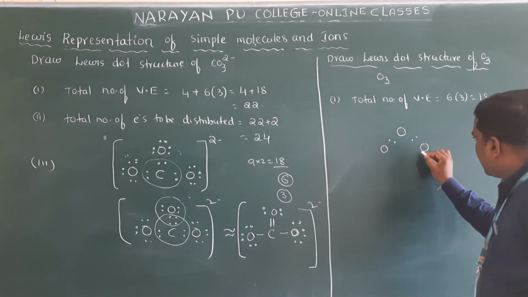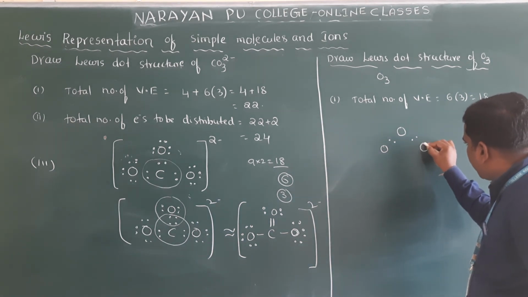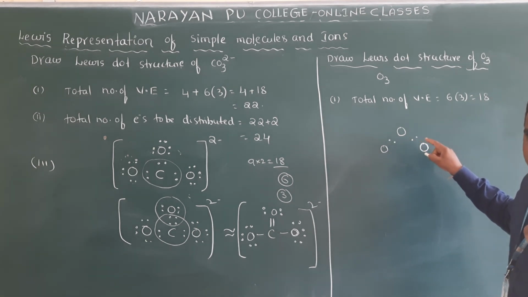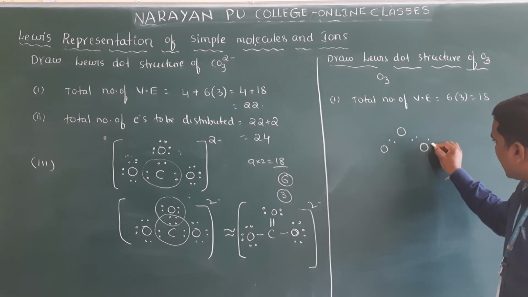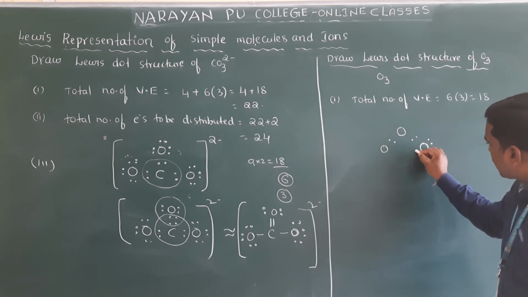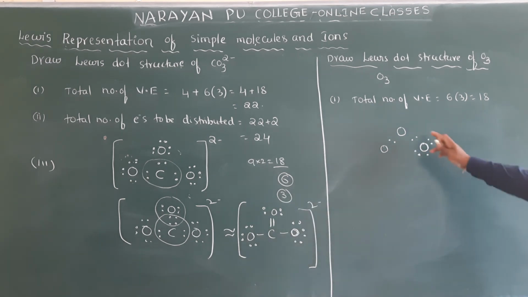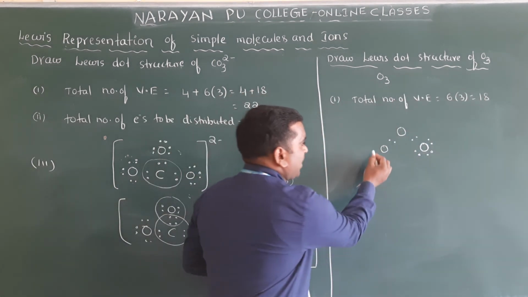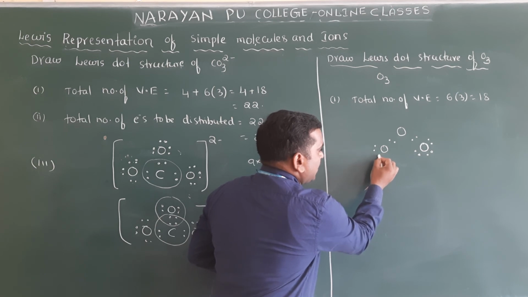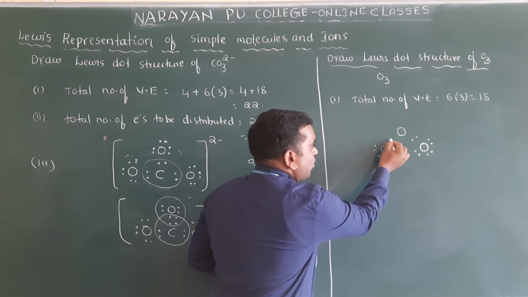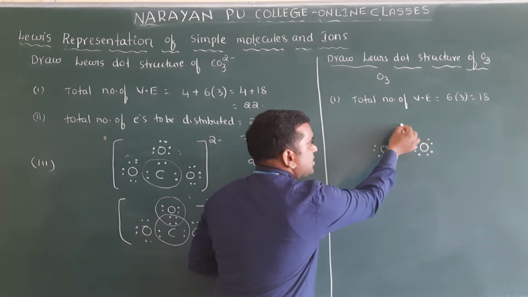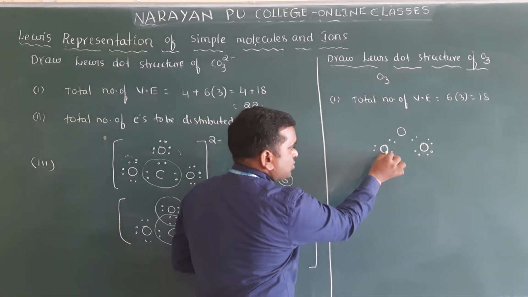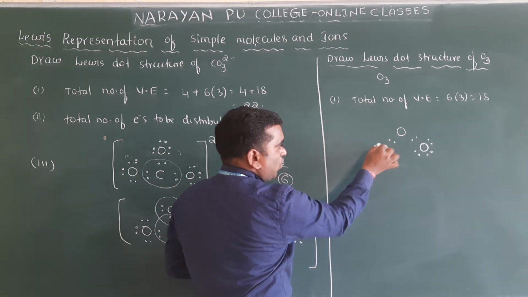Clear? Now, this oxygen already has 1 pair of electrons, 2 electrons are there. To attain the octet, how many electrons are required? 6 electrons. So that's why I will write here 3 pairs of electrons like this. So this oxygen attained the octet. And for this oxygen also I will write 3 pairs. Then here 1 pair is there. This pair belongs to this oxygen and also to that oxygen. Clear? So this oxygen also attained the octet, 1, 2, 3, 4.